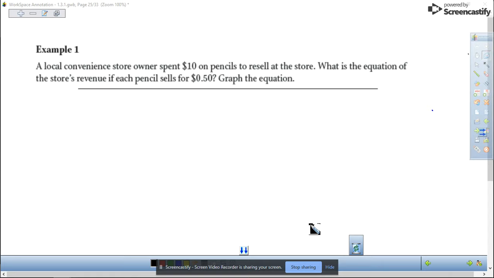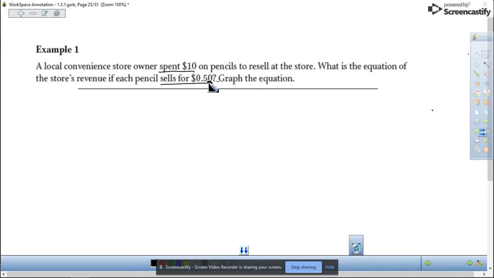Alright guys, so lesson 1.3.1, for example 1: a local convenience store owner spent $10 on pencils to resell at a store. What is the equation of the store's revenue if each pencil sells for 50 cents? We want to graph that equation. So first off, we want to start with what we know. We know he spent 10 bucks and we know he's going to sell them for 50 cents each, right?